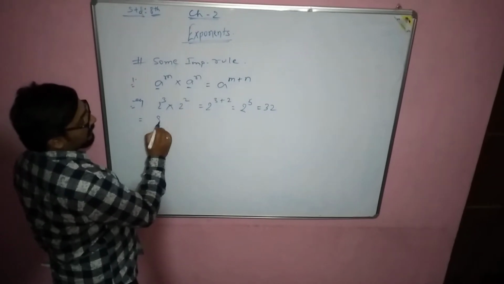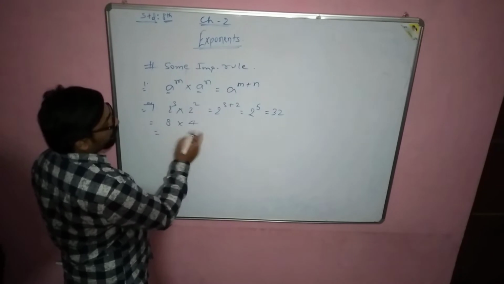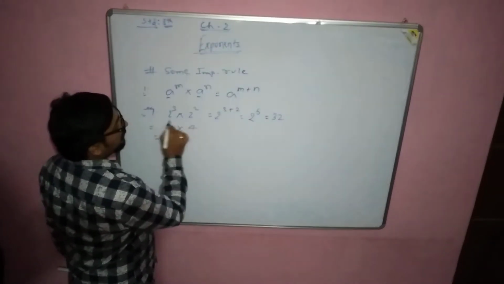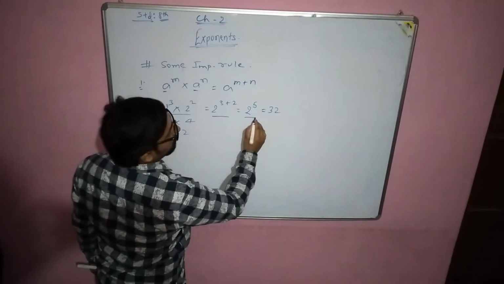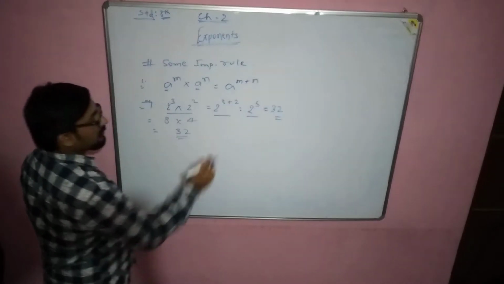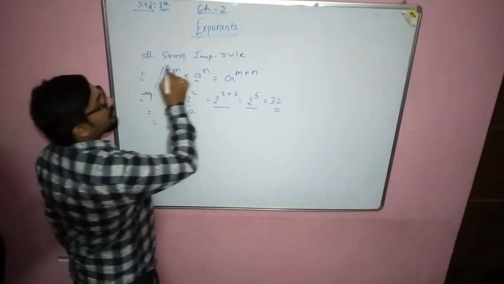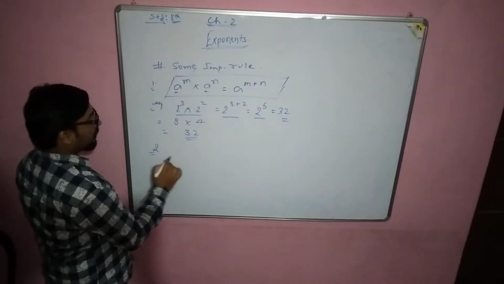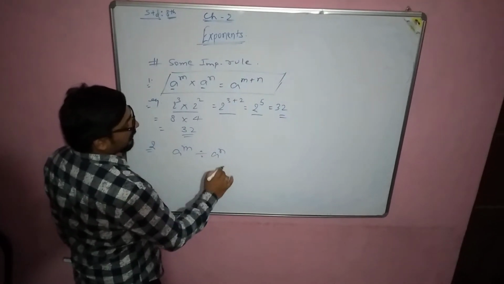On the other side, we check 2 to the power 3, which means 8, into 2 to the power 2, which means 4. So 8 fours are 32. These values are equal: this one is written as this one, and the value of this one equals 32 and this is 32. Both results are the same. It means this formula is true. Is it clear?